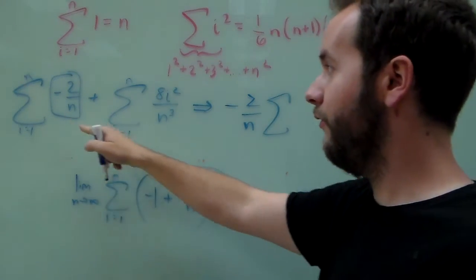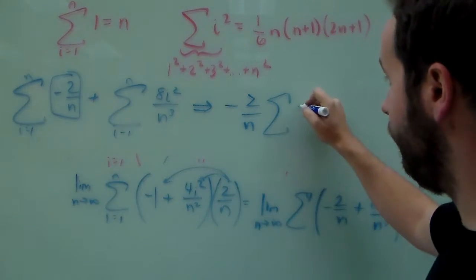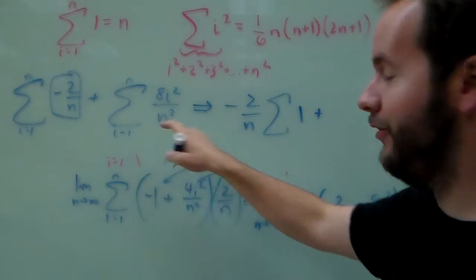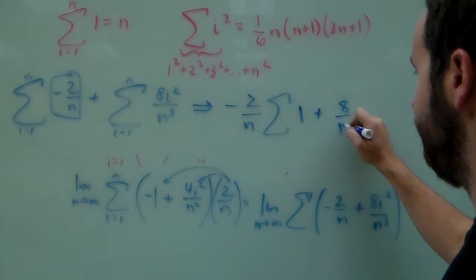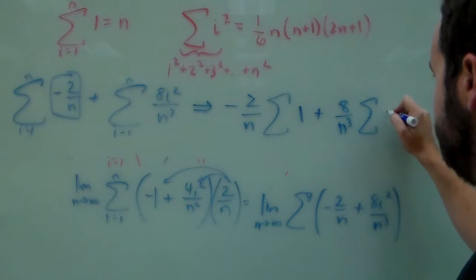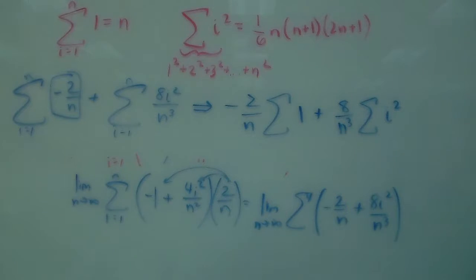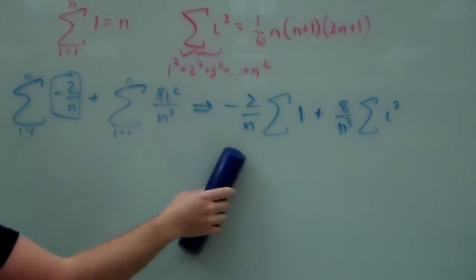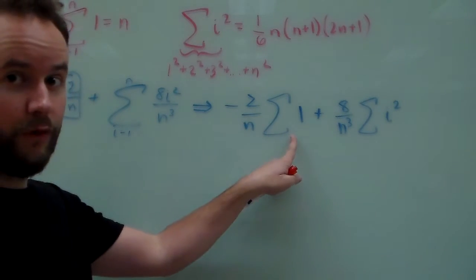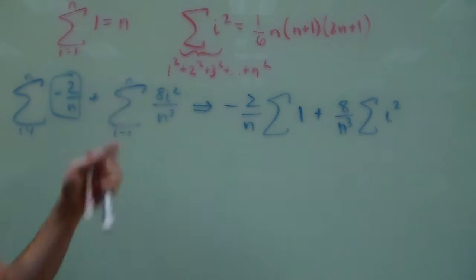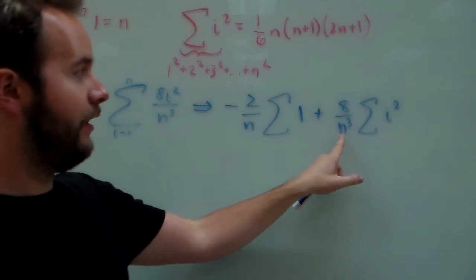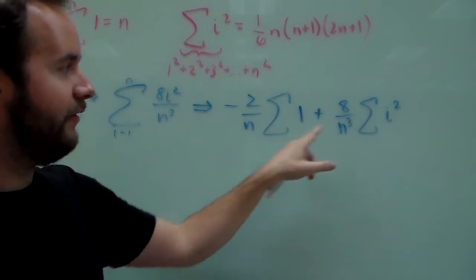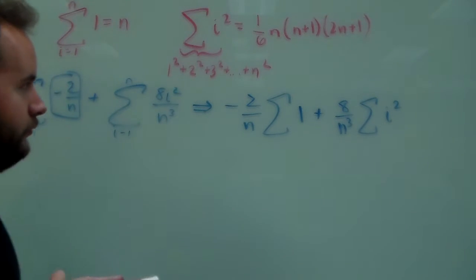When I factor negative 2 over n out of negative 2 over n, I'm just left with 1. Plus, I'm also going to factor out 8 over n cubed out of this next summation. Notice I've done that for a good reason. Now that I've factored out that negative 2 over n, I'm just left with the summation of 1, which I know is right there. Also, I factored out 8 over n cubed, leaving me with just the summation of i squared, which I know is right here. So I'm going to replace these summations with their values.